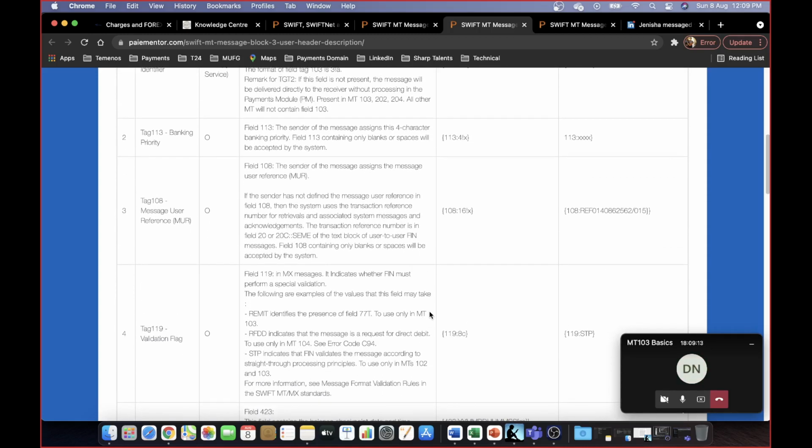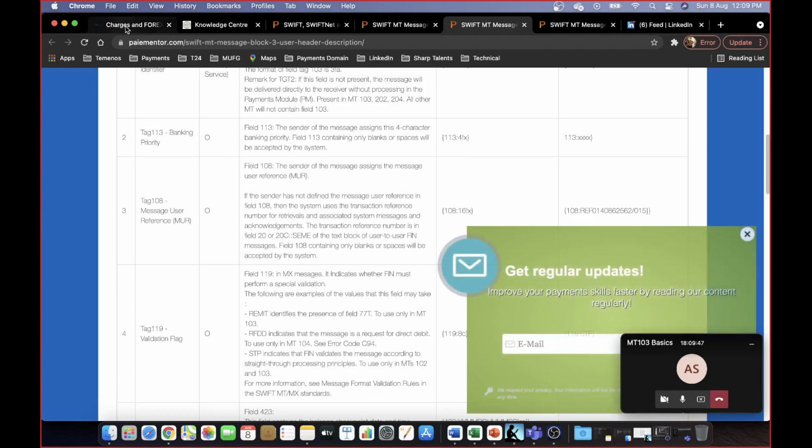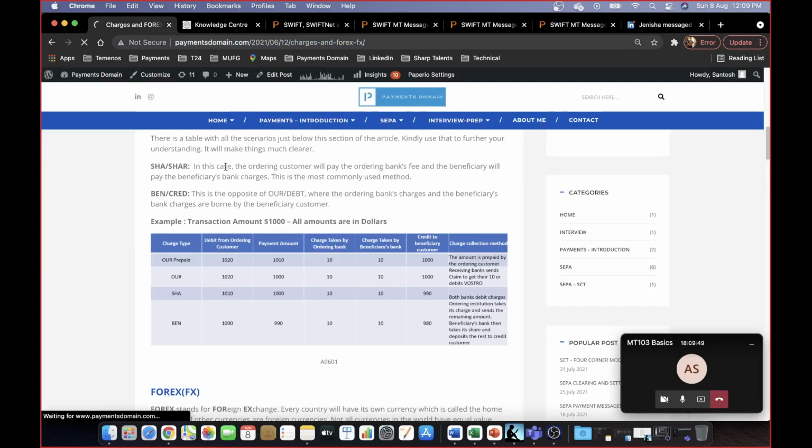I have one question here, Santosh. What is RMA here? RMA means relationship management agreement. So it is basically a relationship management application. It is a feature provided by SWIFT to prevent unwanted messages from reaching your bank. So if I'm a bank and you are a bank and we have a correspondent relationship, I will give you permission to send messages to me. That permission is called RMA. I can share you a link.